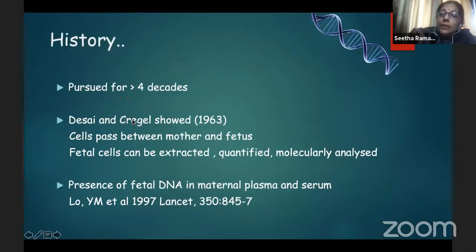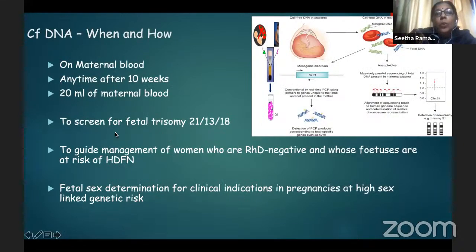And we do know that it has been pursued for more than 4 decades, and only in 1997, Lo et al. found the presence of fetal DNA in maternal plasma and serum, and since then, a lot of work has been going on. And so as we can see, it can be done on the maternal blood anytime after 10 weeks. You need only about 20 ml of maternal blood.